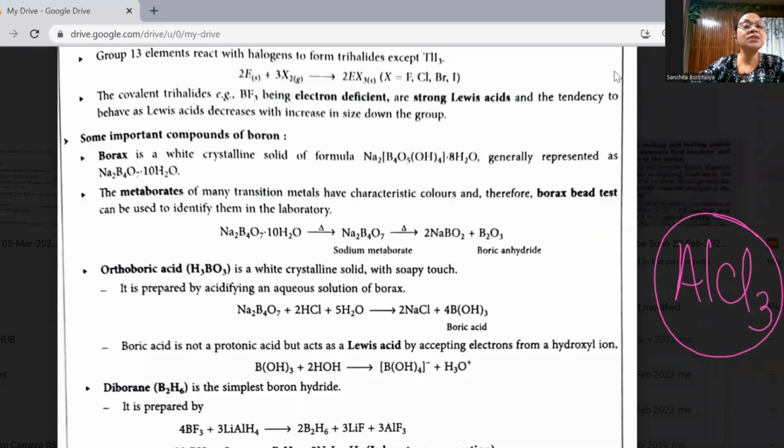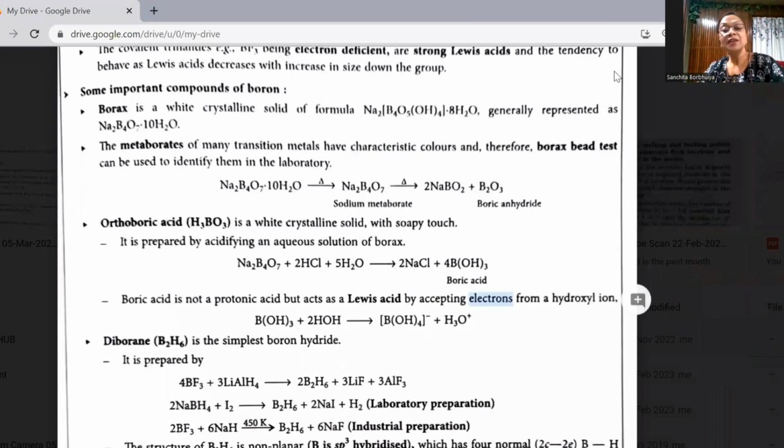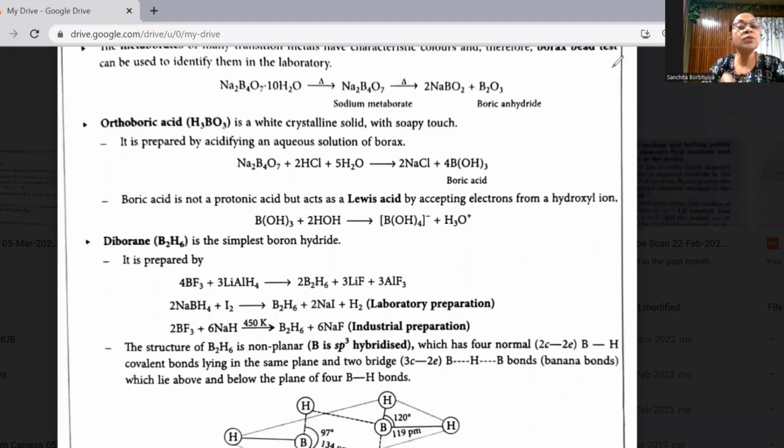Going on to the important compounds of boron. Orthoboric acid, formula H3BO3, is also a white crystalline solid. And when you play carom, you use boric acid on the carom board to make it slippery. It's a white crystalline solid with a soapy touch. And how is it prepared? Put borax in hydrochloric acid with water, it will definitely form boric acid.